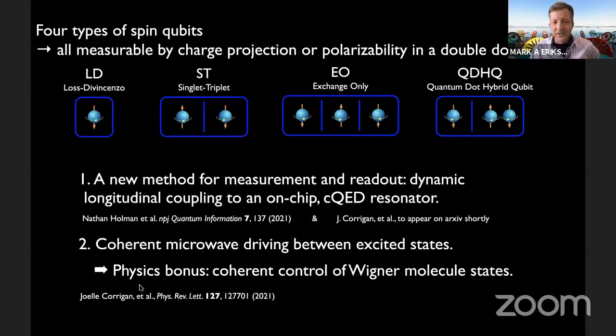As what I call a physics bonus, I'm going to actually show coherent control of Wigner molecule states, and I'll explain what those are. Let me emphasize right up front that I'm not recommending Wigner molecule states for quantum computing, but life is short, and we have to enjoy really fun physics when it shows up. And so that's the system that we're going to use for today's demonstration. And I think the real important takeaway for quantum information is this ability to drive coherently between excited states within a quantum dot. So those will be the 2 topics for today. And I'm really looking forward to talking to you about it.